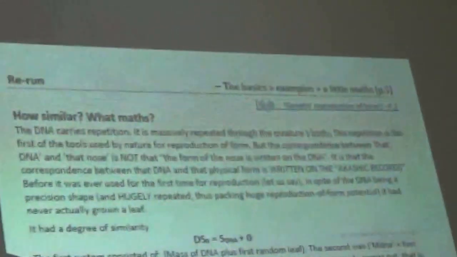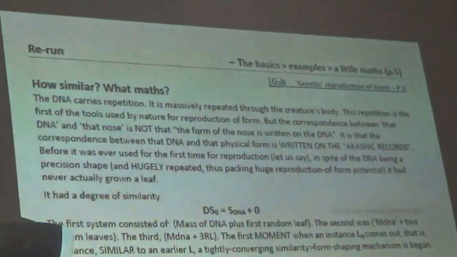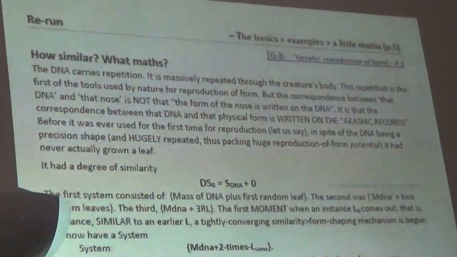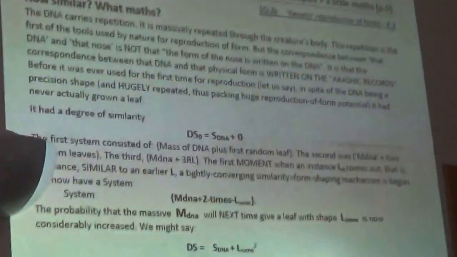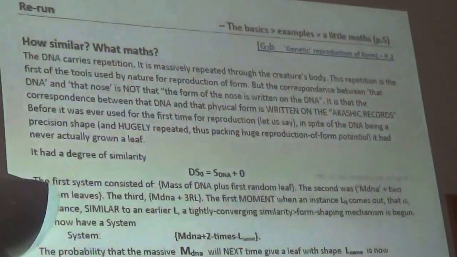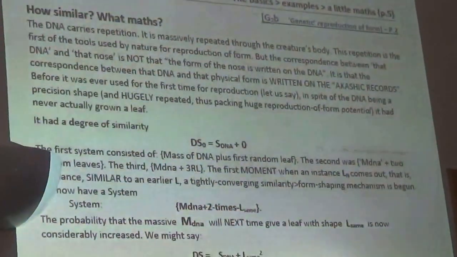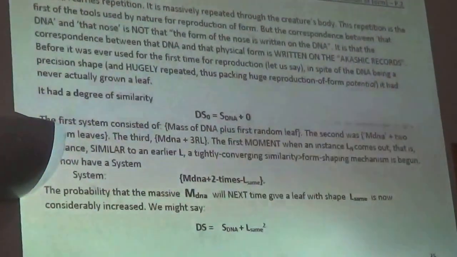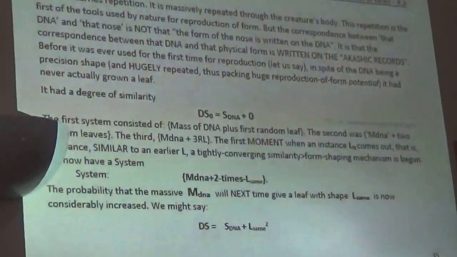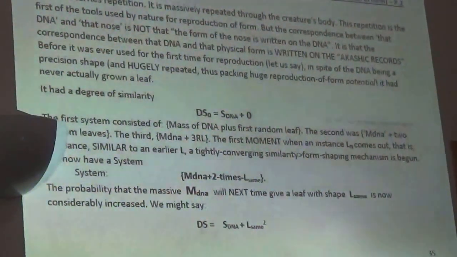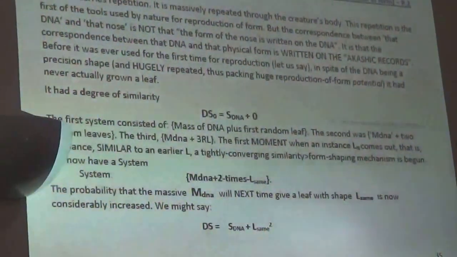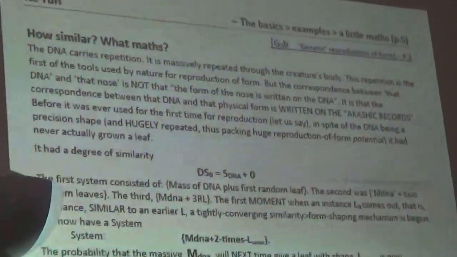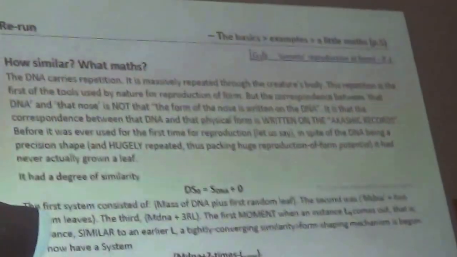Now, if you want some mathematics, this is not really mathematics, but I'm sure you can improve on it. How similar? What's the maths? This is a big one. Sorry, I did this rather fast last night. The DNA carries repetition. It's massively repeated throughout the creature's body. This repetition is the first of the tools used by nature for reproduction of form. It has an immense bank of similarity, which catches on to that leaf shape. First time, second time, third time, and you're away.